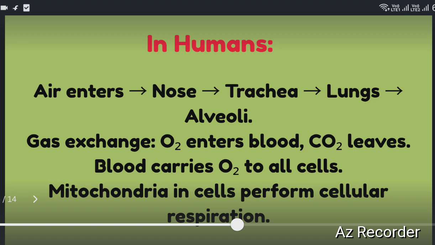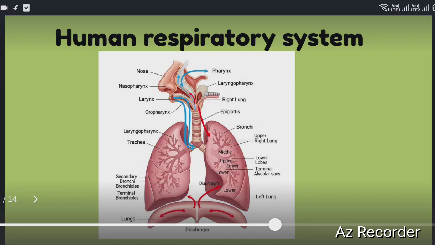Here in the picture you can see the nose, then the trachea, the lungs, and the alveoli, which are the main organs involved in the respiration process in animals.